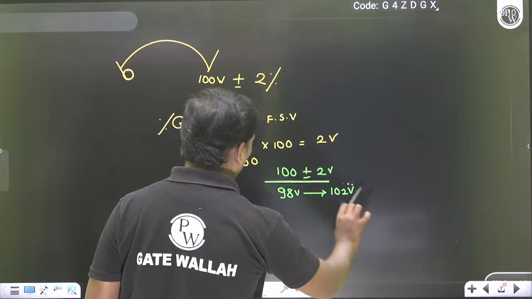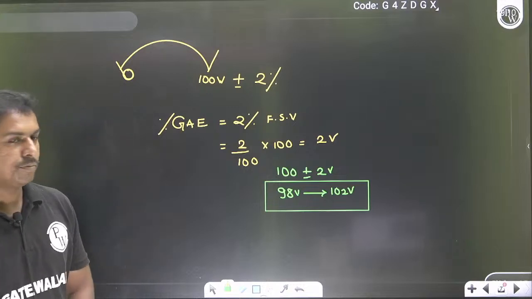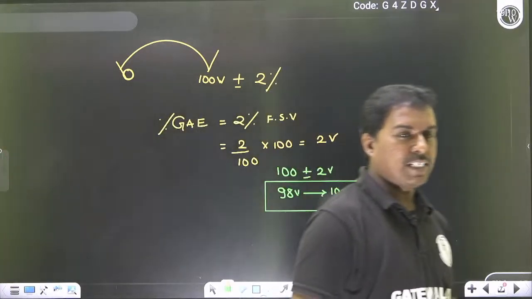The error is from 98 volts to 102 volts. So this is the scenario of the error. You understand? So 98 volts to 102 volts.